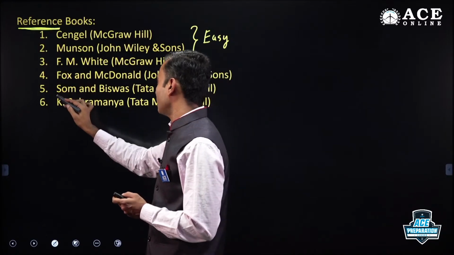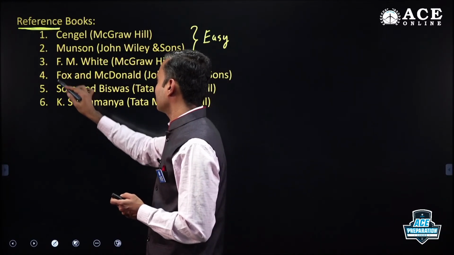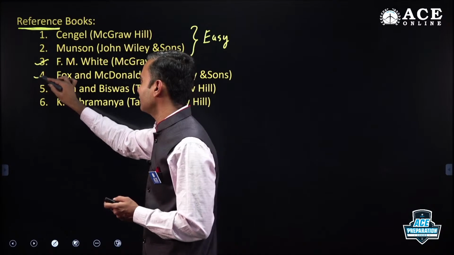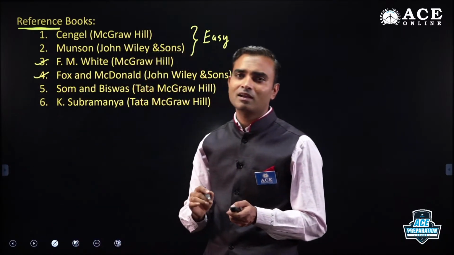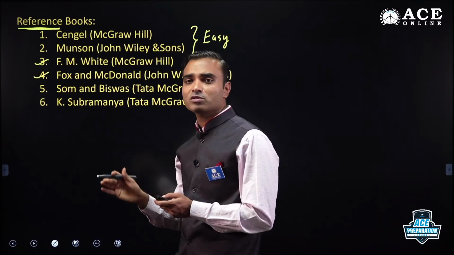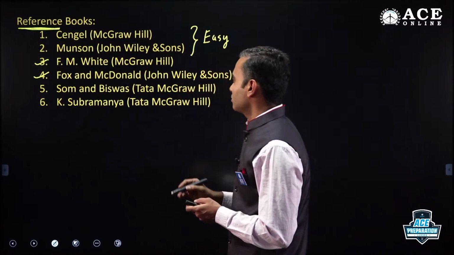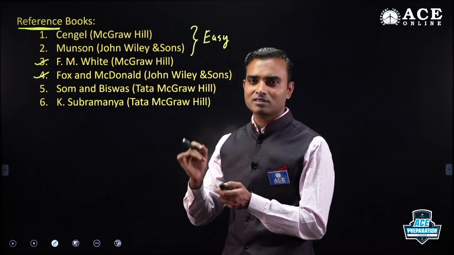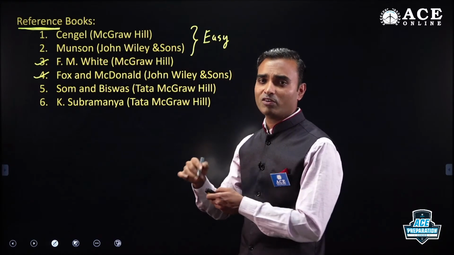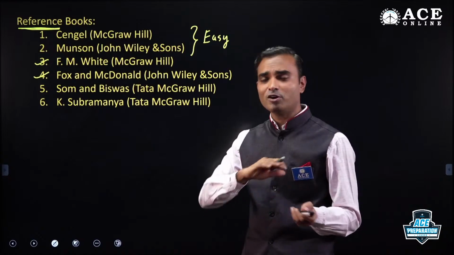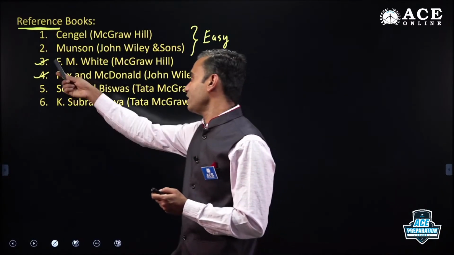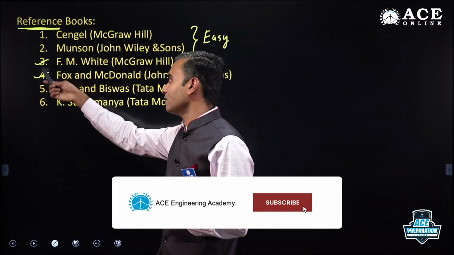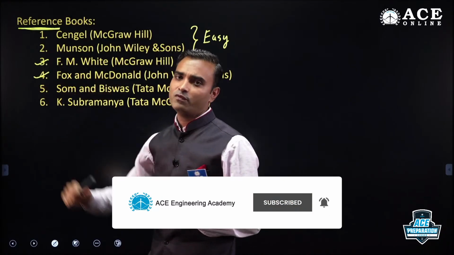Fox and McDonald, and F.M. White, this third and fourth one, are a little mathematical, but they are highly acclaimed books worldwide. If you feel anything is doubtful, like you think something your faculty is saying may be wrong and you want to verify it, then books 3 and 4 are very standard books. You can refer to book number 3 and book number 4.